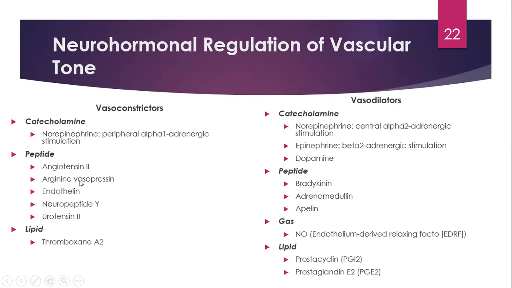And then the same thing applies to catecholamines, which can also be vasodilators. So when they act on alpha-2 receptors centrally, they reduce the release of norepinephrine, so vasodilation through that mechanism. And also, if they act on beta-2 receptors, they produce vasodilation. And then dopamine also is a vasodilator. It's part of the catecholamines that are vasodilators.